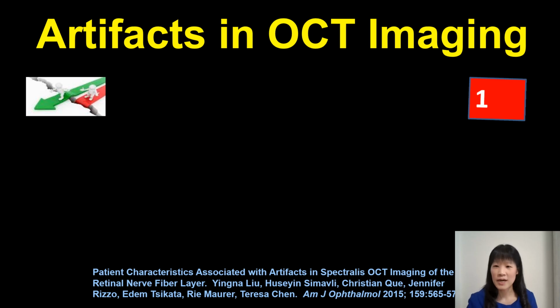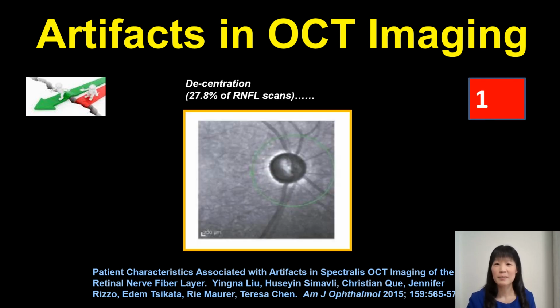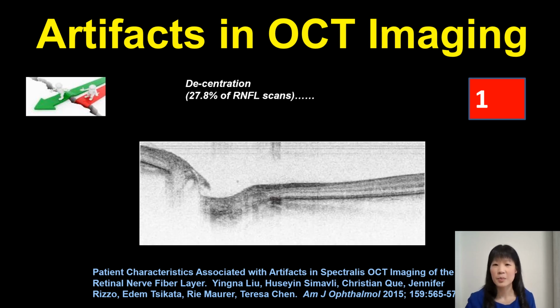So number 1, what is the most common artifact in some machines? Well, in the Spectralis machine, where the technician has to center the green circle scan around the optic nerve, that happens commonly. In other machines like the Cirrus, where the machine automatically centers the optic nerve RNFL thickness scan, that's less of an issue. But for the Spectralis machine or other machines where you have to have the technician manually center the RNFL scan circle over the optic nerve head, this is a problem.